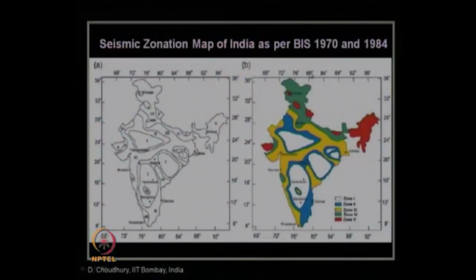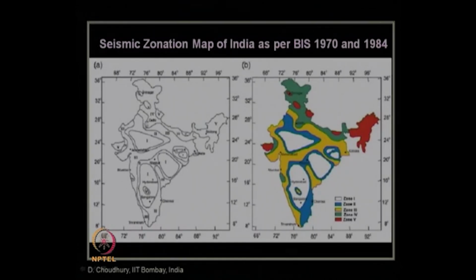Now, the 1970 version of the IS code 1893 part 1, where the seismic zonation map, you can look here what are the changes from the previous version of 1966. From 66 to 1970, the number of zones has been reduced by 1. Earlier it was zone number 1 to 6, now it has been given zone number 1 to 5. Can you see over here? So, 5 is the most vulnerable zone and zone 1 is the least hazardous zone.